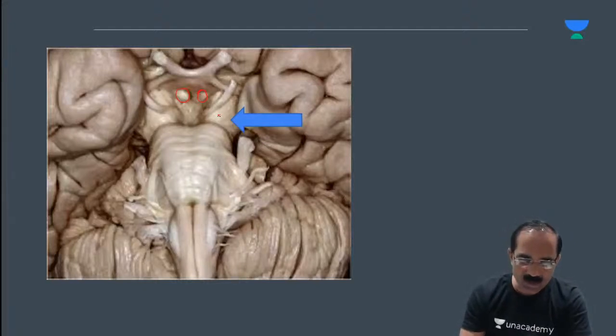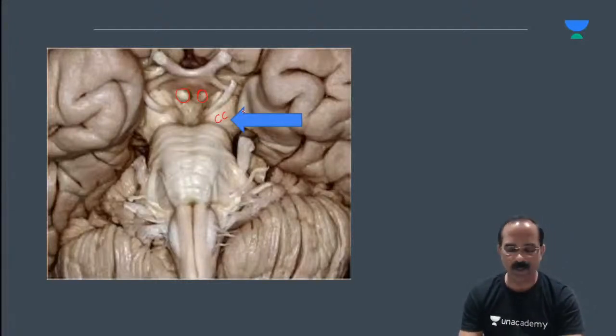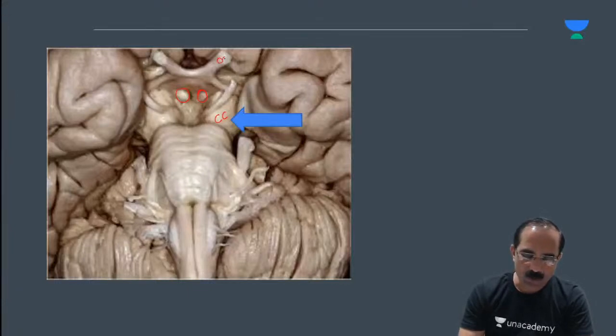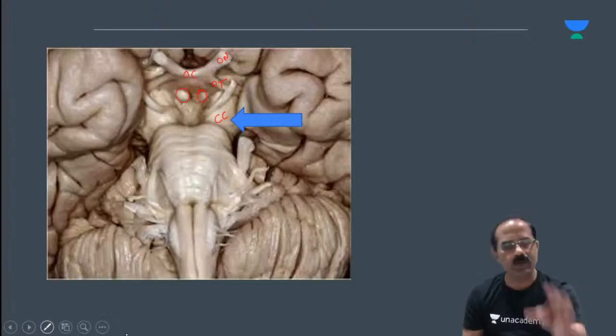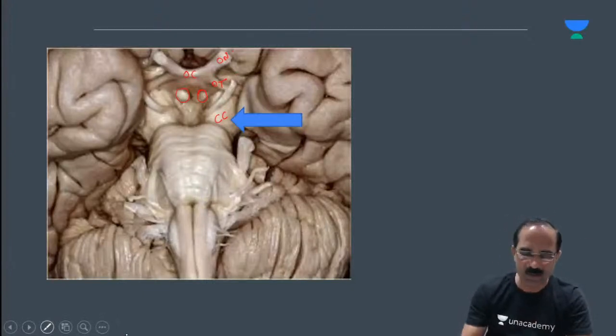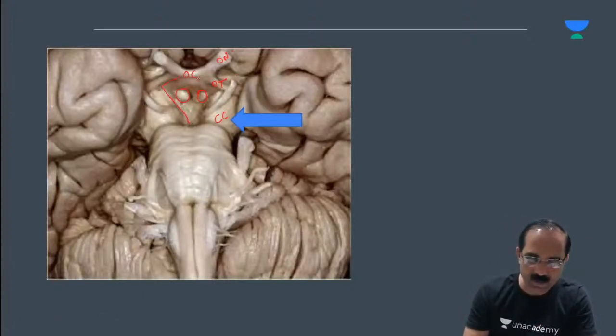What is this? This is the crus cerebri. This is the optic nerve. That's the optic chiasma, and this is the optic tract. So optic nerve, optic chiasma, optic tract. There's something very important which is lying here. What is this area known as? Can anyone answer this? A very important MCQ.